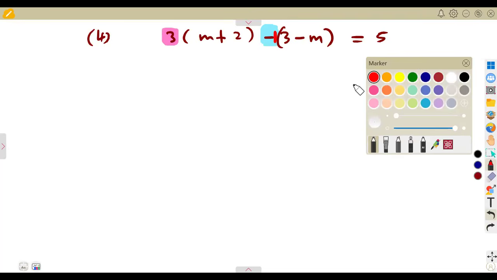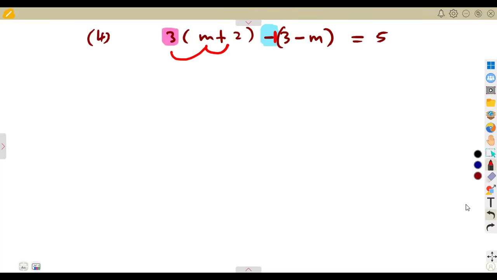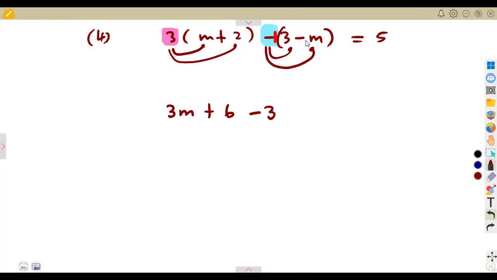So let's expand. 3 is going to multiply everything in this bracket. 3 times m, which is 3m. 3 times a +2, that's a +6. We are done; it multiplies everything in the first bracket. The second bracket is affected by a -1. So it's -1 times 3, which is -3. -1 times a negative, that's a +m. And this is equal to 5.